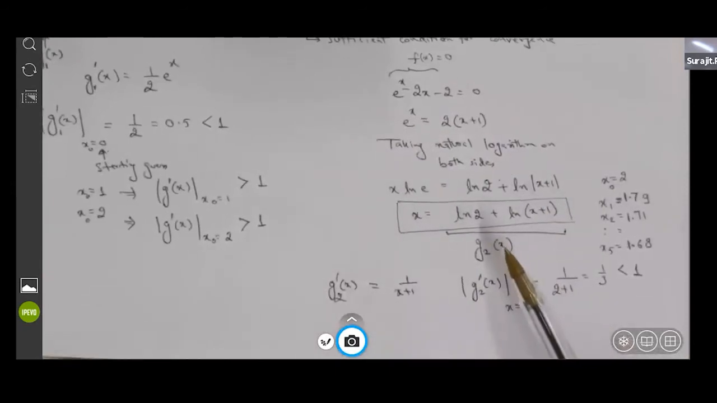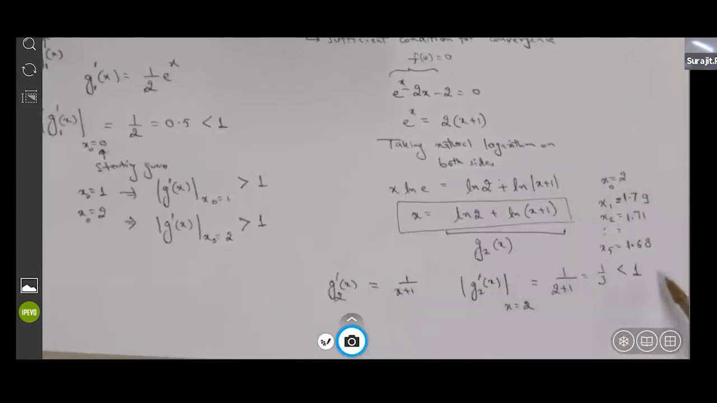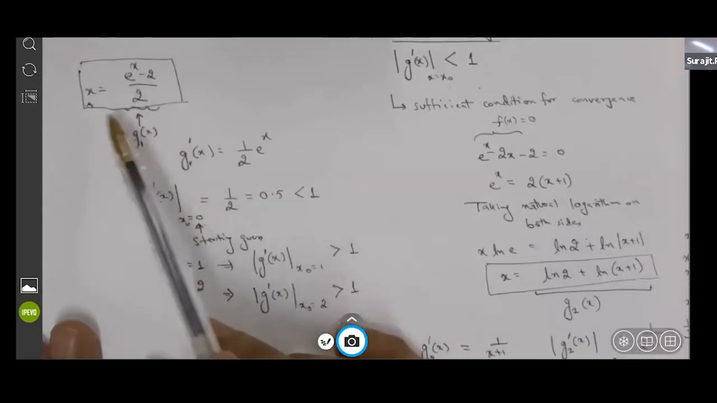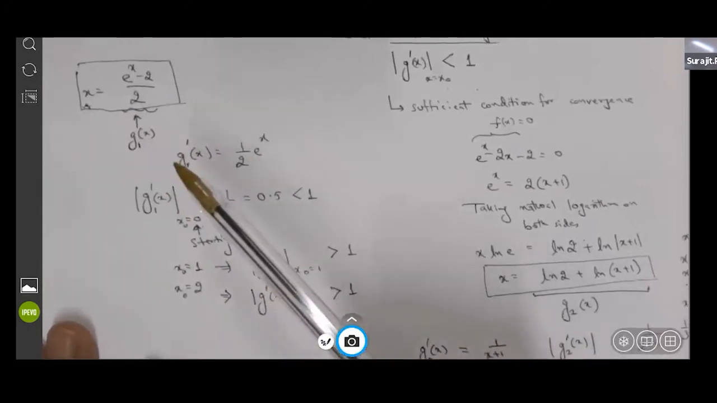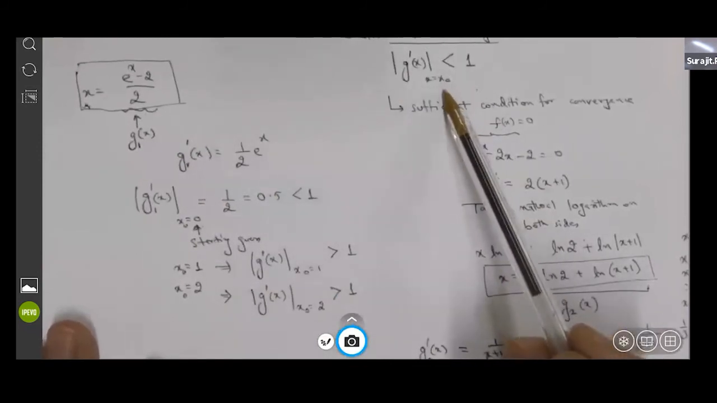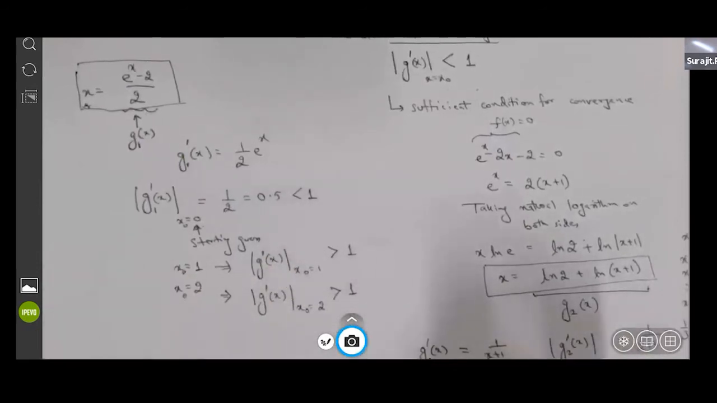And now when I select a value of x naught as 2 or any other number, because I know that g prime of x is less than 1, I'm going to converge. So I start with this, and then you will see that it is slowly converging towards another root of this function. So the fixed point iteration method works by first transforming your function into the form x equals g of x, and then you use a starting value such that g prime of x is less than 1 at that starting value, and then you keep on doing the iteration. And that's how you converge towards the root.